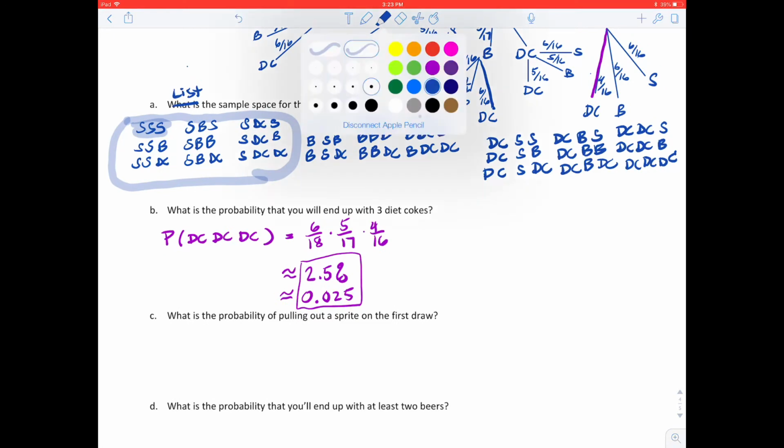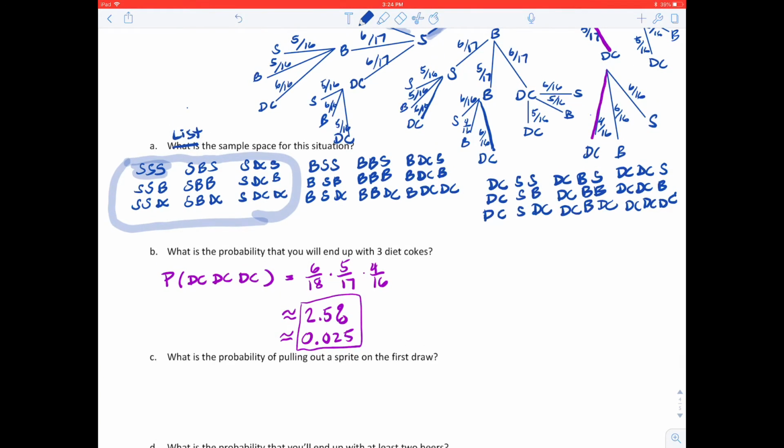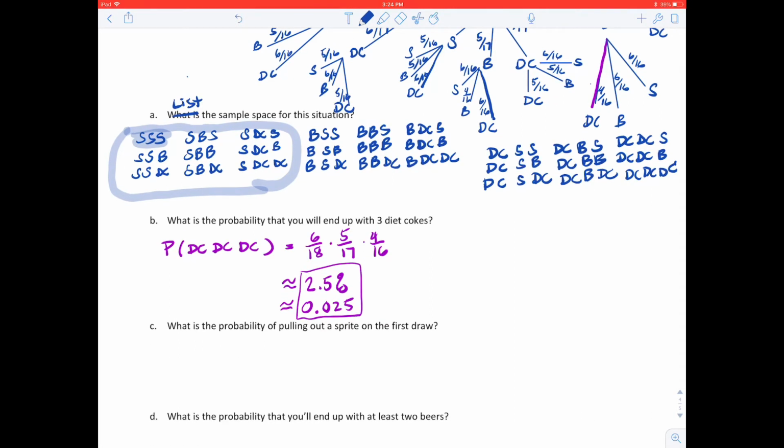So let's go ahead and do so. All right, so Sprite, Sprite, Sprite is going to be the same as Diet Coke, Diet Coke, Diet Coke. But you know what? I can write all of them out. So this ends up being the probability of Sprite, Sprite, Sprite, plus the probability of Sprite, Sprite, beer, plus the probability of Sprite, Sprite, Diet Coke.